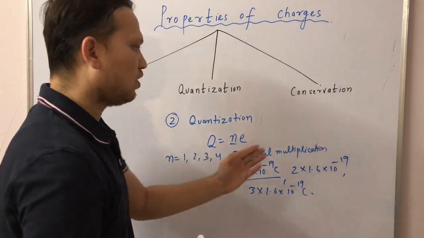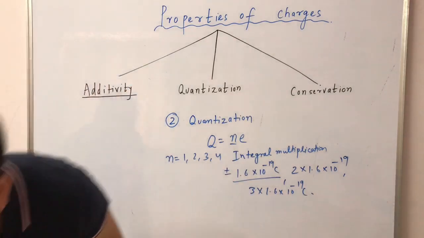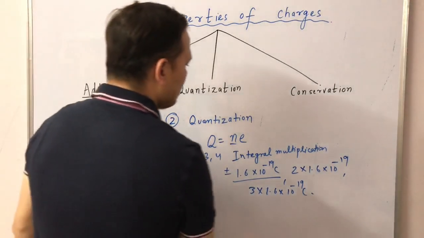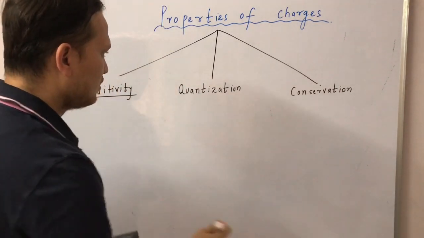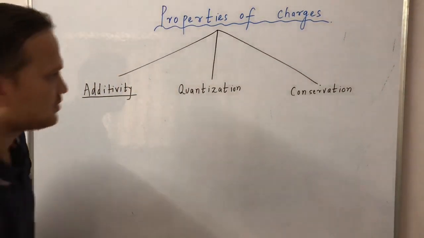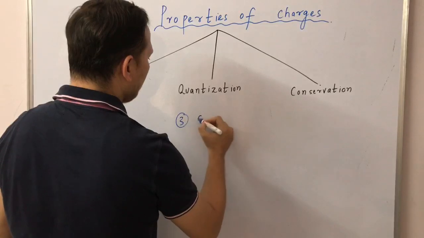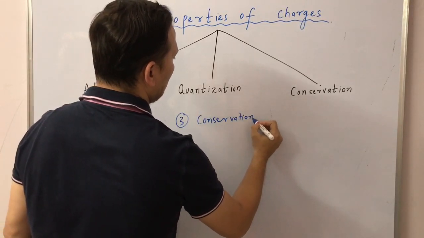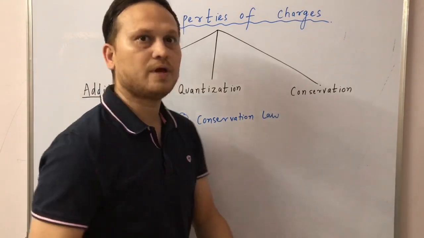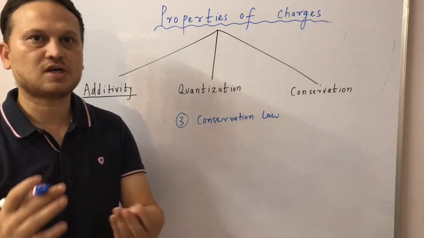Okay. So that is what we call quantization. Okay. So the next we will see the property which is called conservation. The third property, conservation law. The charges are obeying the conservation law, that means conserved law.